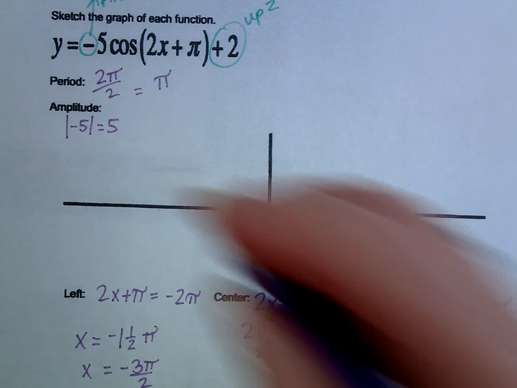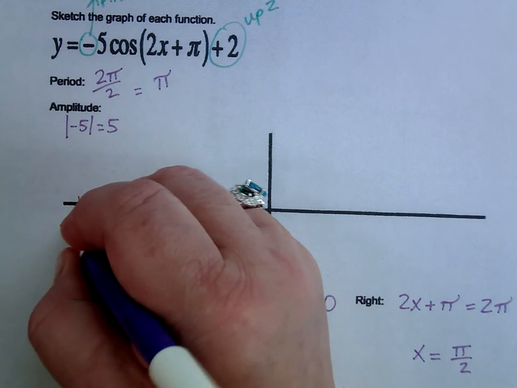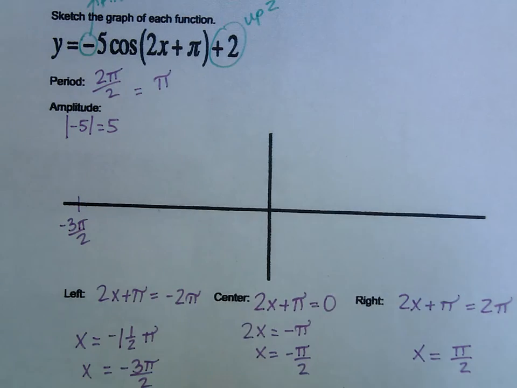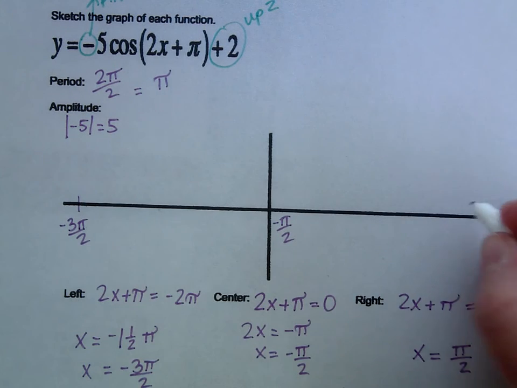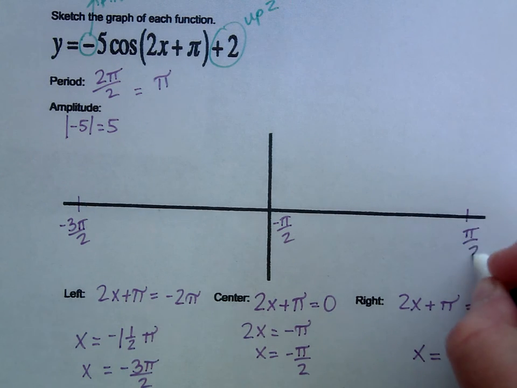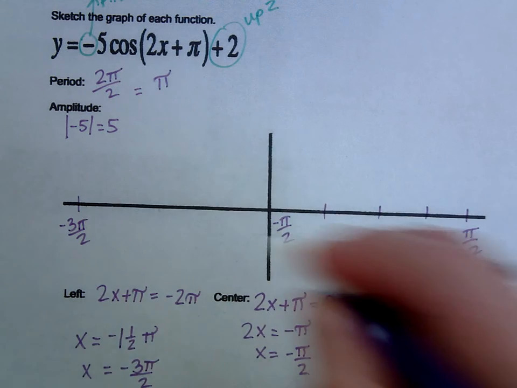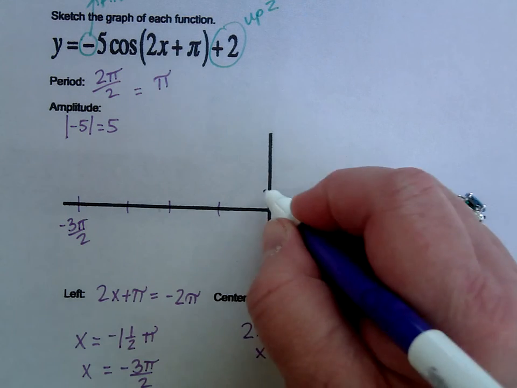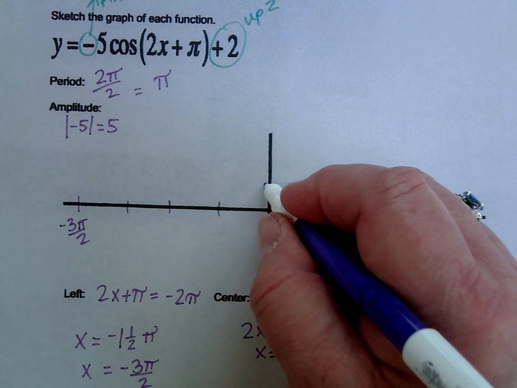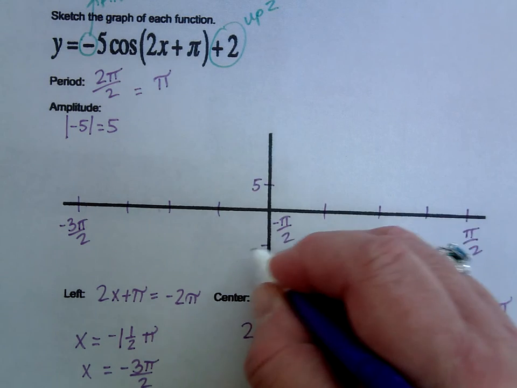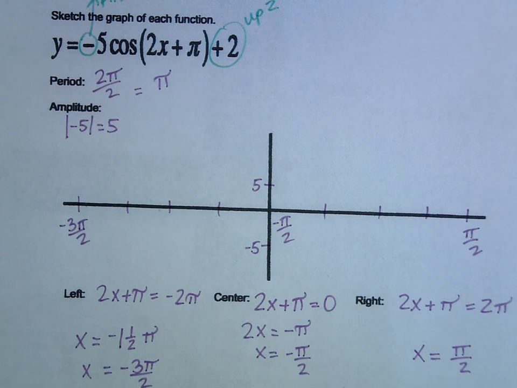Let's set up the graph. Negative 3 pi over 2. Center is at negative pi over 2. Right's at pi over 2. 4 sections. Either way. Amplitude is 5. So this is going to be a 5 and a negative 5. But everybody's moved up 2. So let's figure out where these pieces are going to be.